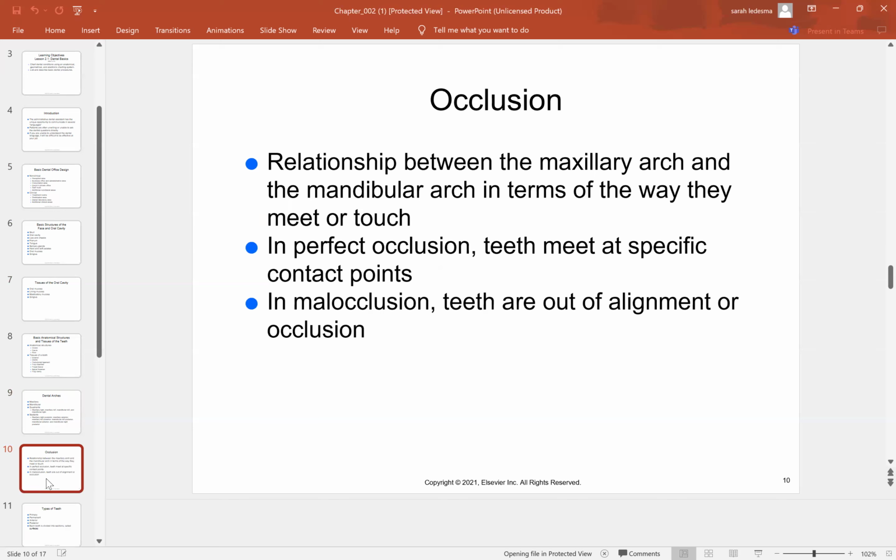Occlusion is the relationship between the maxillary or upper arch and the mandibular or lower arch in terms of the way they meet or touch. In perfect occlusion, teeth meet at specific contact points. In malocclusion, teeth are out of alignment or occlusion.